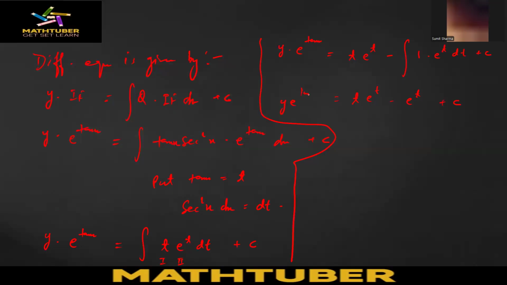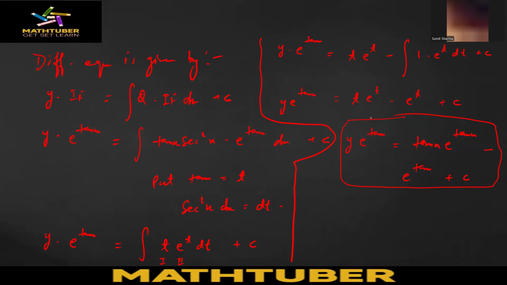y e raised to power tan x. Now, if we substitute the value of t here, it will become y e raised to power tan x is equal to tan x e raised to power tan x minus e raised to power tan x plus c. This will be the answer, right? This is how we have to solve the questions.